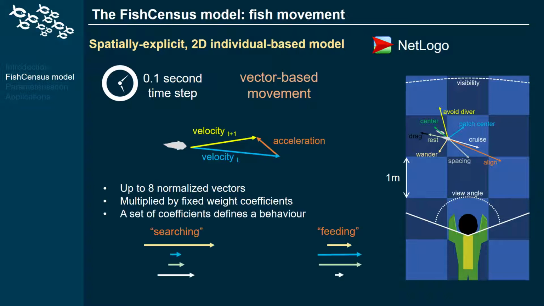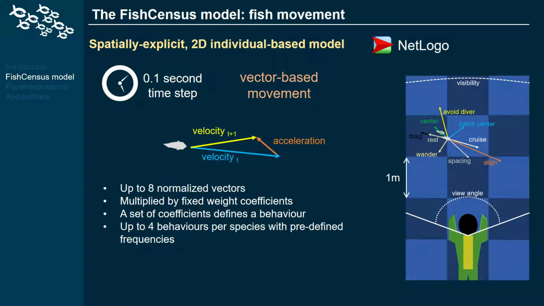These vectors can be multiplied by weight coefficients, and these weight coefficients are fixed and define behaviors. So by shaping the length of the different vectors, we can shape different behaviors. For instance, a searching behavior could have a wandering vector, a vector that makes fish wander randomly, which would be very important in a searching behavior. A vector directed towards the patch would be more important in a feeding behavior, for instance.